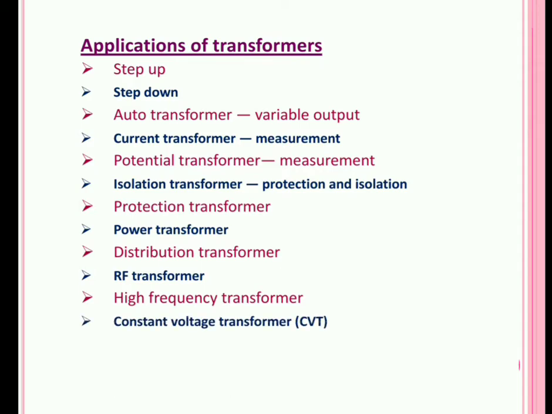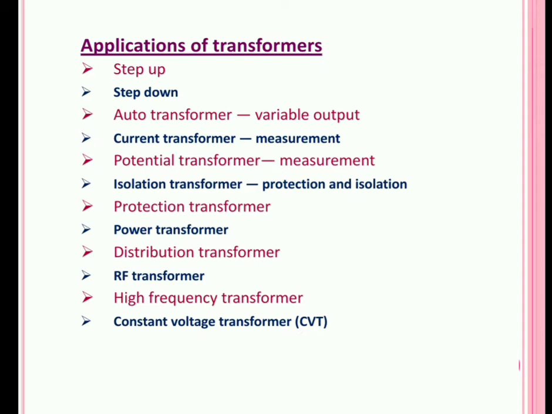Then you have a CVT transformer, which is called a constant voltage transformer. So it has some windings wound in different directions to compensate for the changes at the input. And this transformer is designed to actually give a constant voltage at the output in spite of the variation at the input.